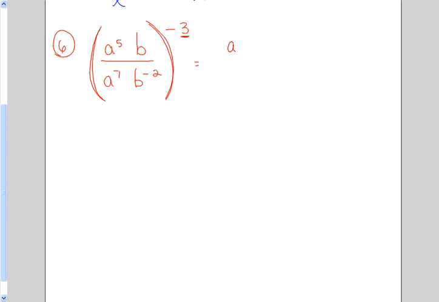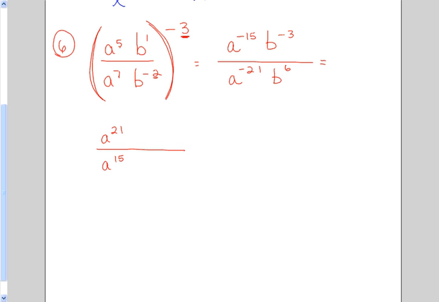So I would have a 5 times negative 3 would be negative 15. B, 1 times negative 3 would be negative 3, over a 7 times negative 3 would be negative 21. B, negative 2 times negative 3 would be positive 6. Then I look at what am I going to move? Only those that have a negative exponent. Okay, well both of the a's do. So I'm going to have a to the 21st over a to the 15th.